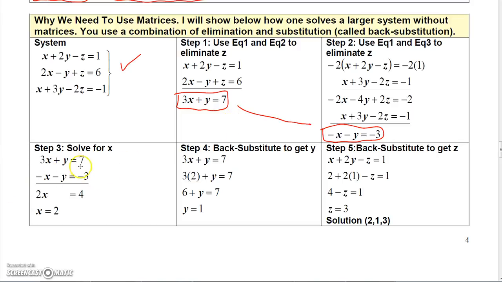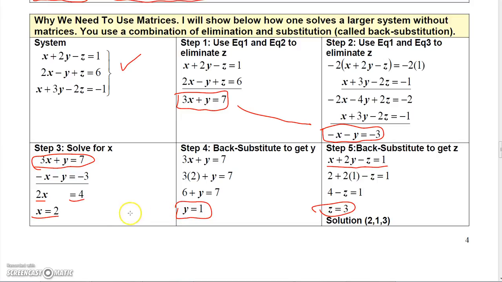And then we would take those two equations and try to eliminate a variable. So here, if I add these together, I eliminate the y, and then I get 2x equals 4, or x equals 2. Well, then I can start back substituting. I can take this 2 and plug it back into this equation to get y, and so now I have x equals 2 and y equals 1, and then I can go back to one of the original equations and plug in x equals 2, y equals 1, and solve for z. So I go to this equation and plug in y equals 1, x equals 2, and solve for z.